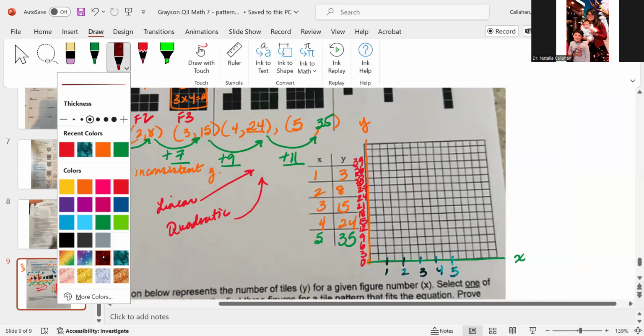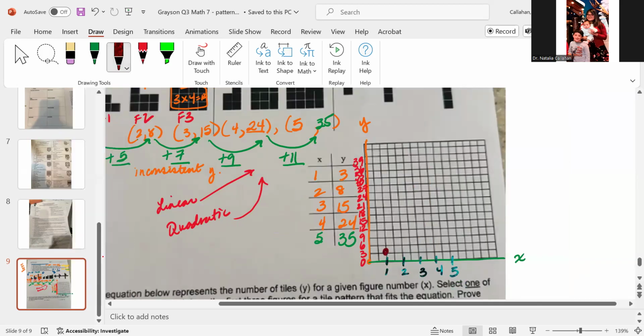So let's plot it. Now 1, here's 1, 3. That's your first one. Put 1 comma 3, right? Next one's 2, 8. 3, 15. 4, 24. 5, 35.